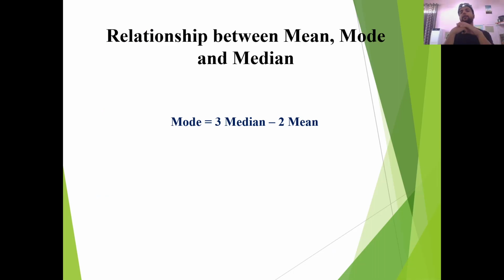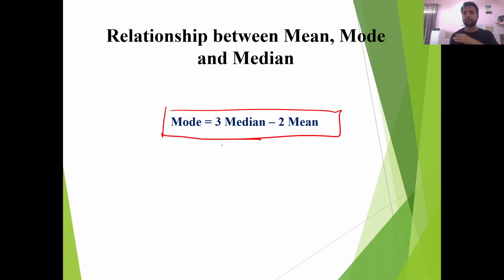And now we will be studying the relationship between the mean, mode, and median. This is quite an easier one. You just need to remember it: mode is equal to 3 median minus 2 mean. And this is asked multiple times. But what they do in the exam basically is they twist it somewhat.